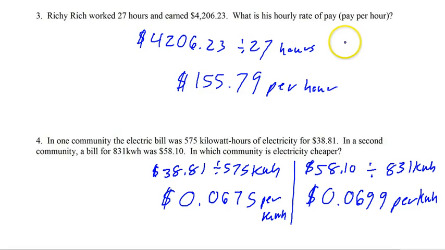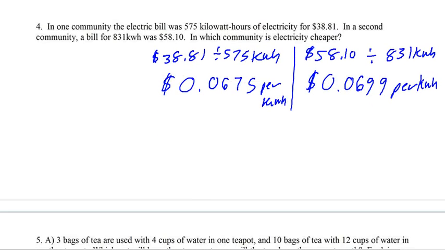Alright, so for number 3, they want the pay per hour, the hourly rate of pay. So we know that if we take the pay and divide it by the hours, it gives us our pay per hour. So he's making $155.79 per hour. That's not too shabby.